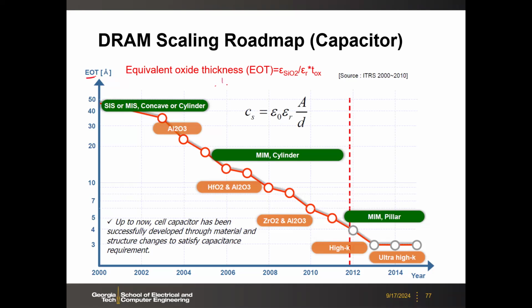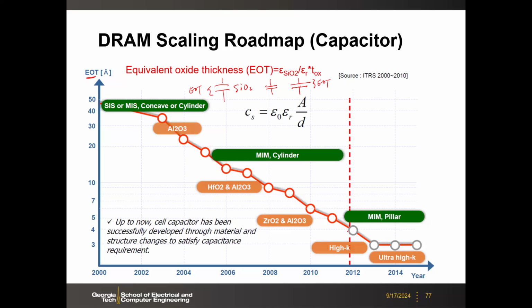Of course, in reality, you are not using silicon dioxide. But here you are assuming that if you stay with silicon dioxide, you keep shrinking the silicon dioxide thickness. This is the EOT. You keep shrinking this one with the high K. Then what is the thickness, assuming you are using silicon dioxide to get the equivalent capacitance as you are using the high K?